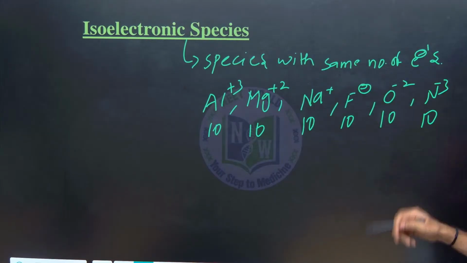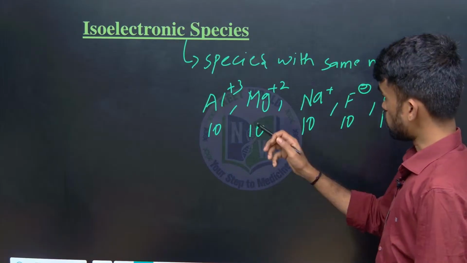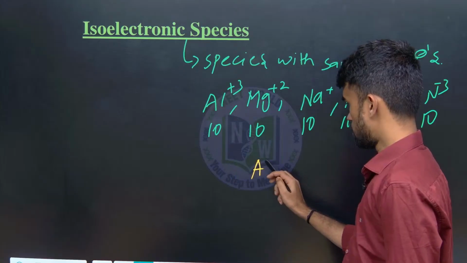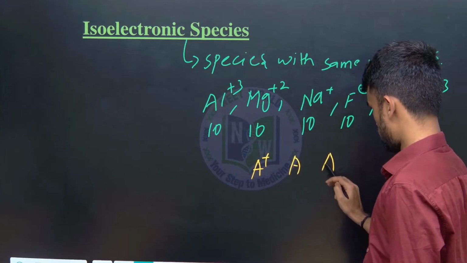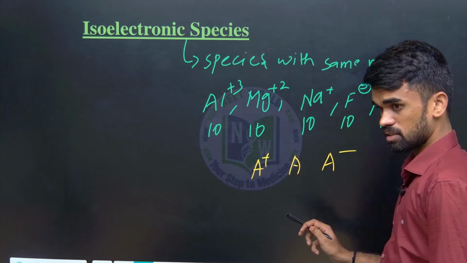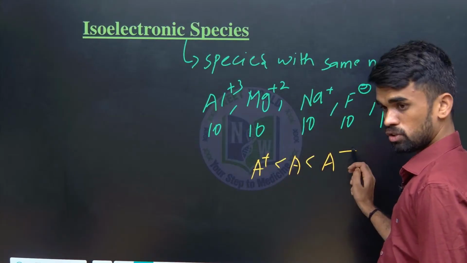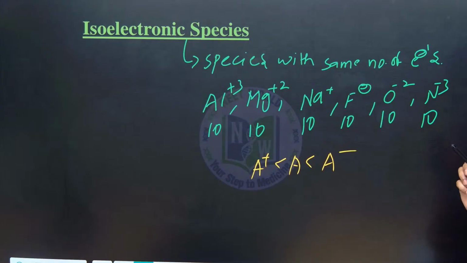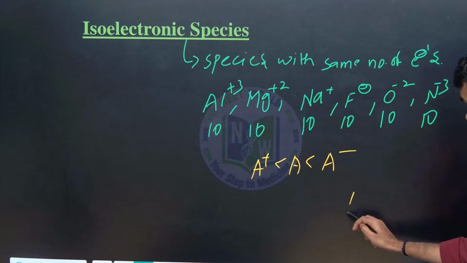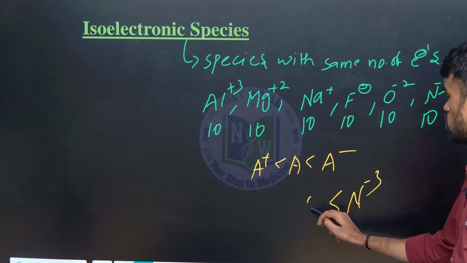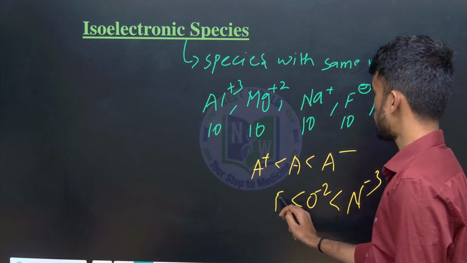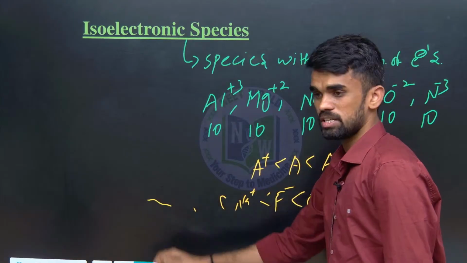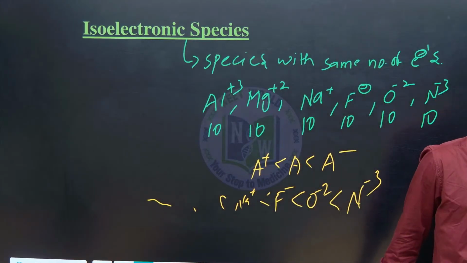So for isoelectronic species, what I told you: cation, atom, anion. Which is larger in size? The more negative, the larger the size. So which is largest here? N-3, the nitride ion, is larger than O-2, then F-, like that. You can arrange them in order like that.